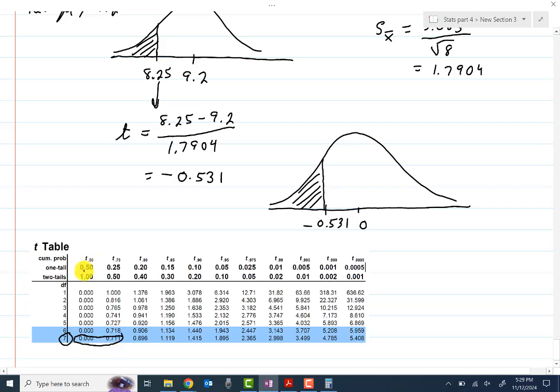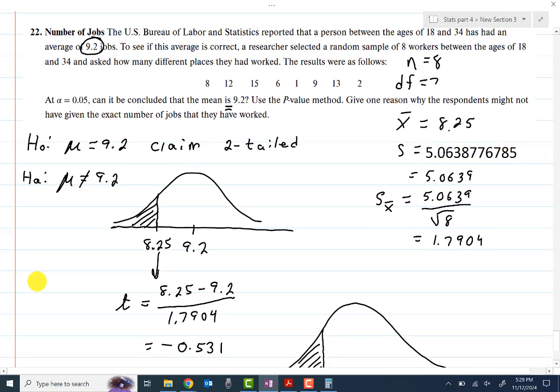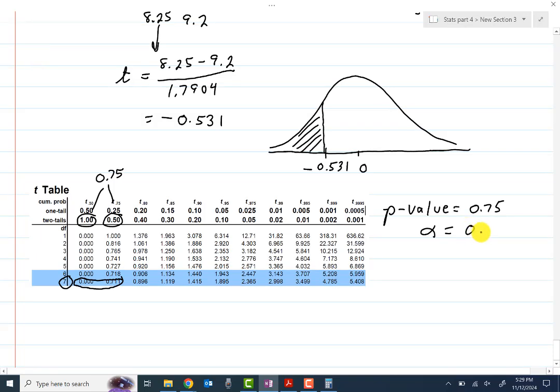Now this is two tails, so look at this. We're going to average 1 and 0.5. That is 0.75. So the p-value equals 0.75. Alpha is definitely going to be smaller, whatever it is. Where's my alpha at? Alpha equals 0.05. It's clear that the p-value is greater than alpha. So do not reject H naught.